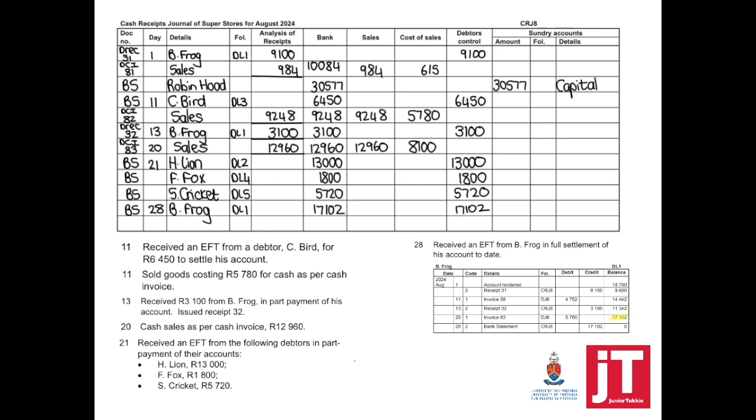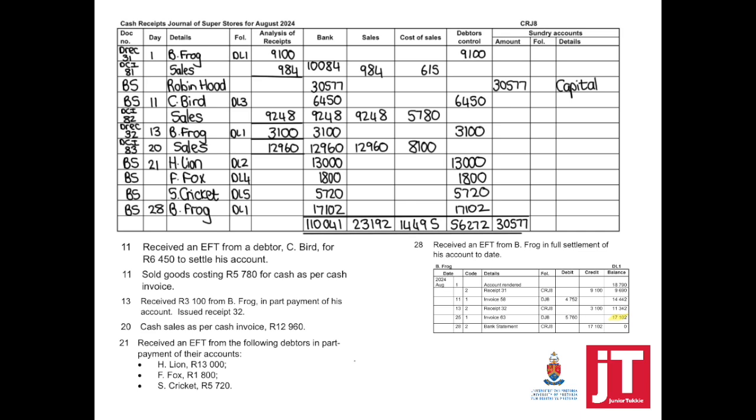Right. Now that we are done with the cash receipts journal, we've looked at all the transactions. We can total. We don't total analysis of receipts. We start with bank, sales, cost of sales, debtors control, and sundry accounts. Now, to know that you've done this correctly, remember that bank is debited, the rest is credited except for cost of sales, because cost of sales is a debit entry, and the account which is credited is trading stock.